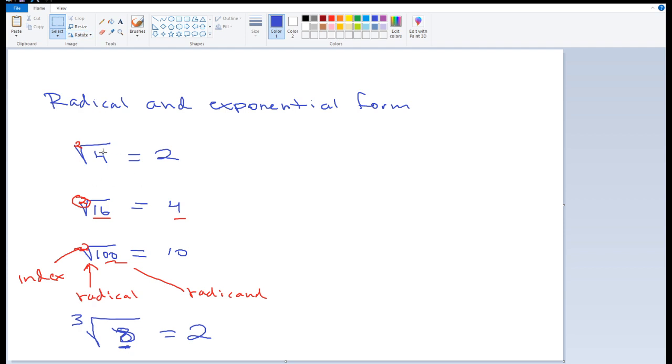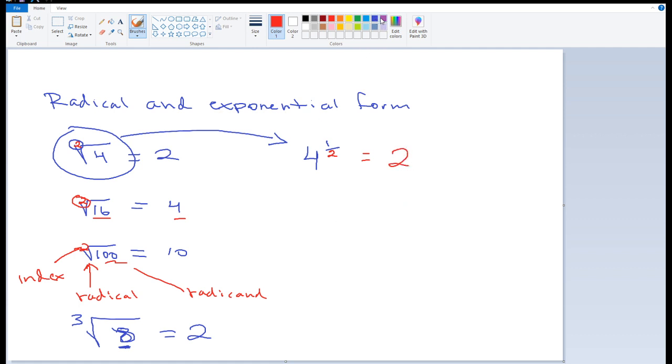So let's rewrite this square root of 4 using an exponential form. I can write this as 4, and then whatever this index on the outside is will be part of my exponent, 1 to the 2. Or excuse me, 4 to the 1/2. And if you plug this in your calculator, you will get a 2.